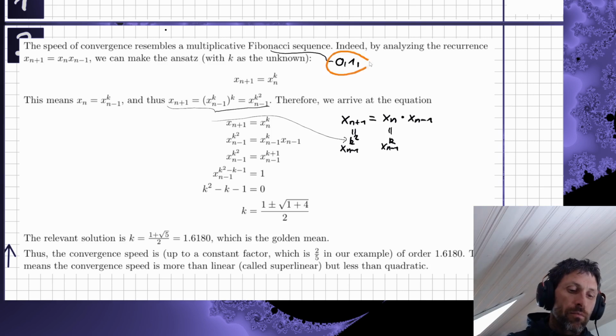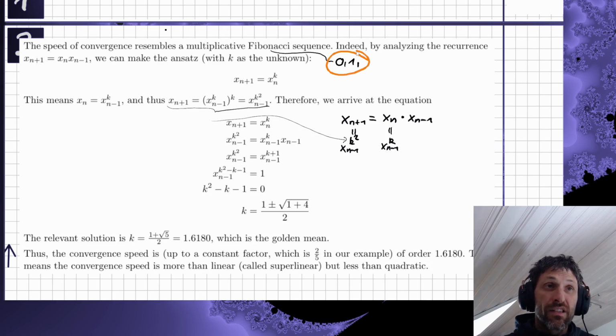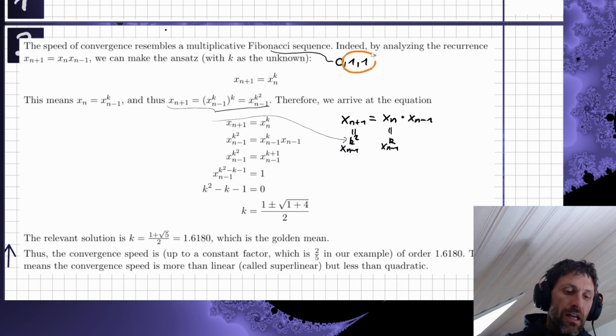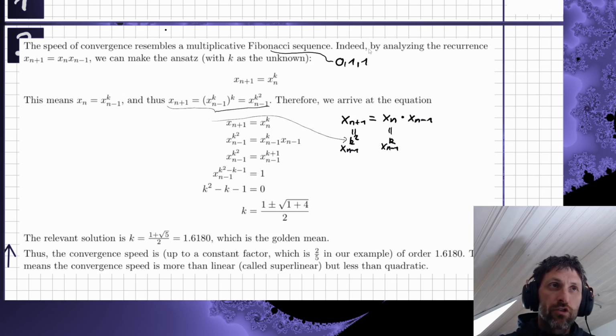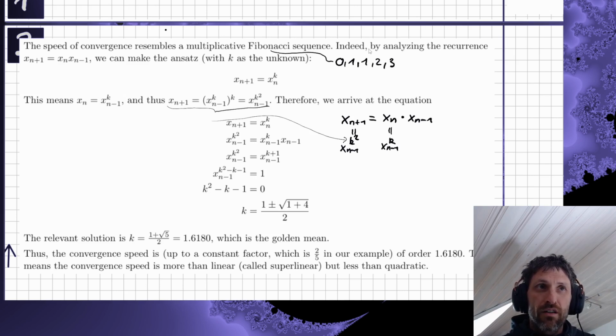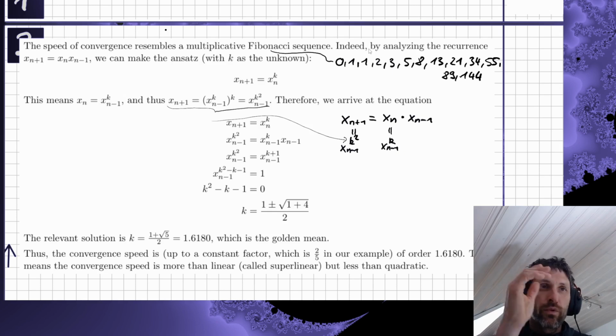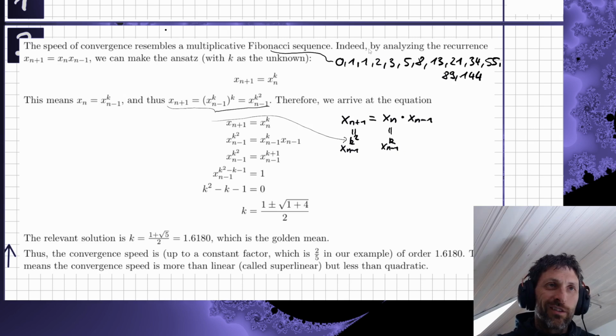You start with the numbers 0 and 1, and then the sum of these is 1. The sum of the last 2 is 2. The sum of the last 2 is 3. The sum of the last 2 is 5, 8, 13, 21, 34, 55, 89, 144, and we can continue and continue as long as we want.